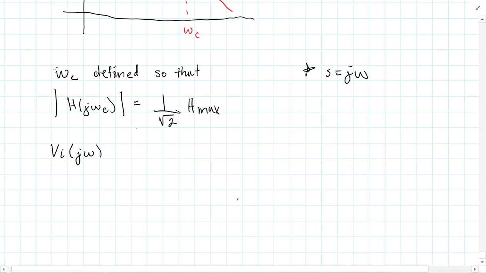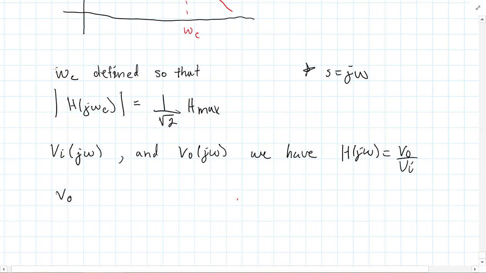So V in at j omega and V out at j omega. And then we have H at j omega, which is V out over V in. So we can get that V out at j omega is equal to H at j omega times V in at j omega. Now we're going to apply this definition.